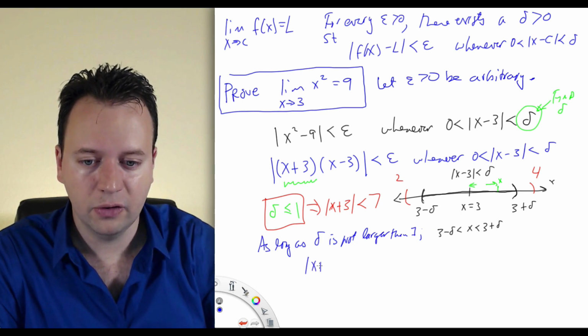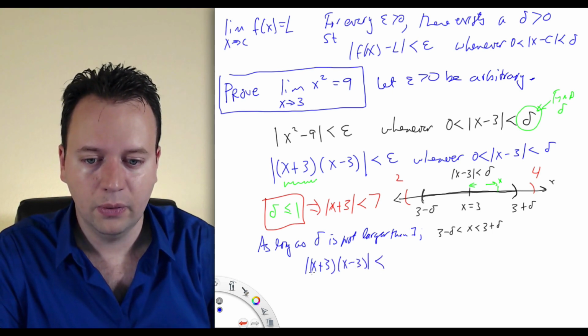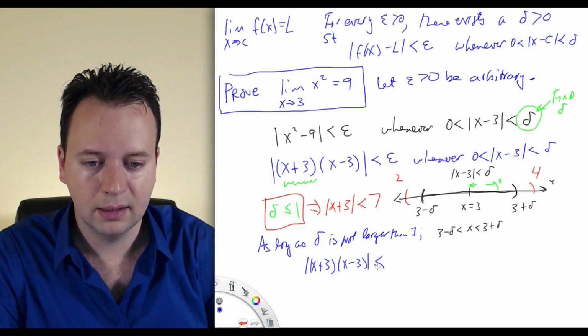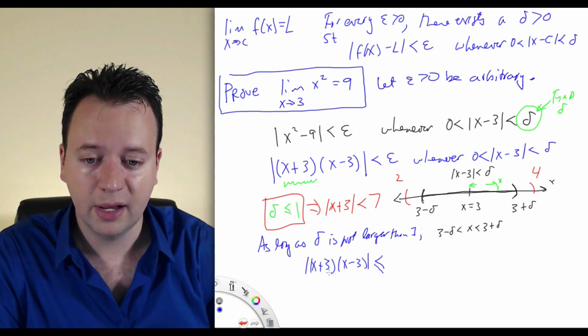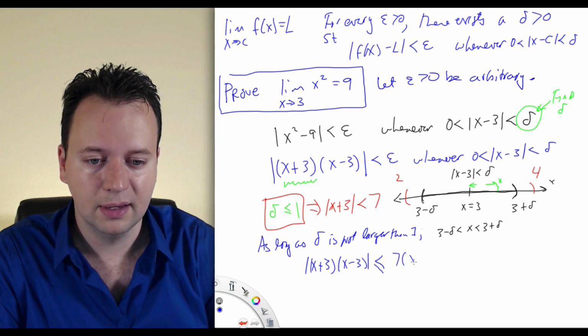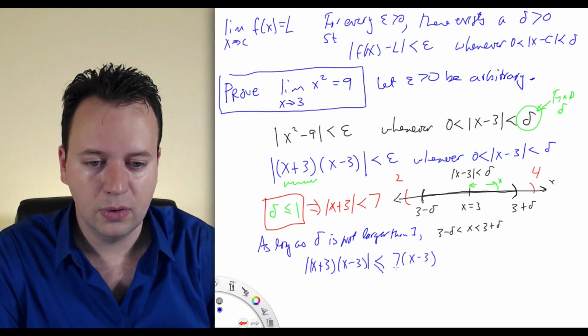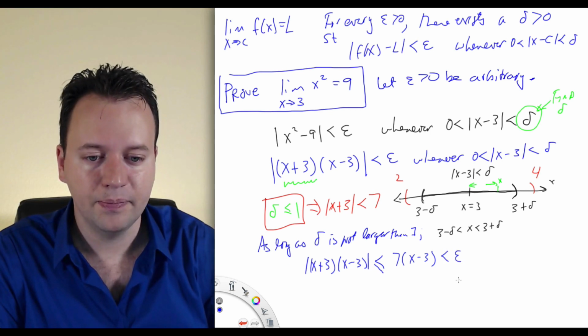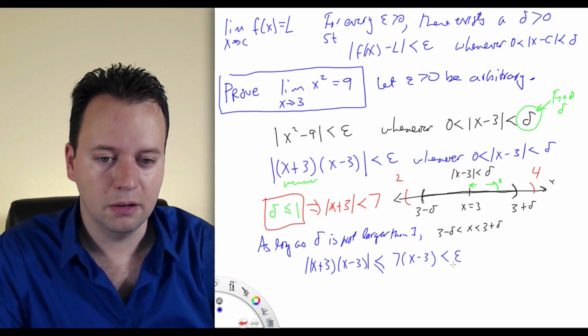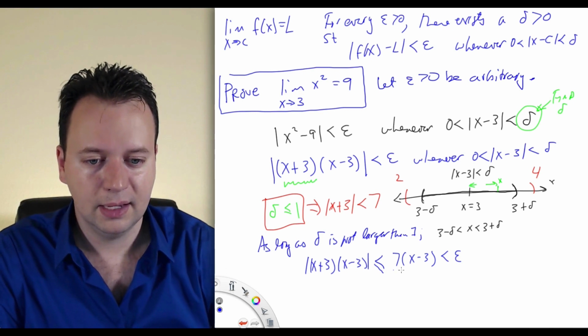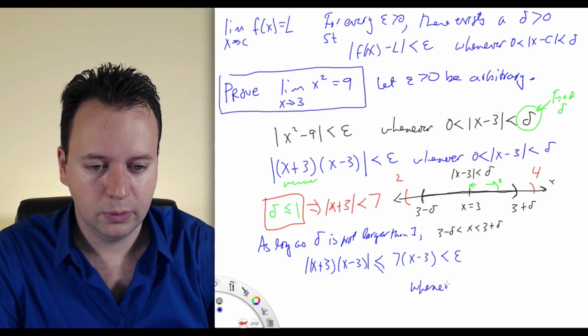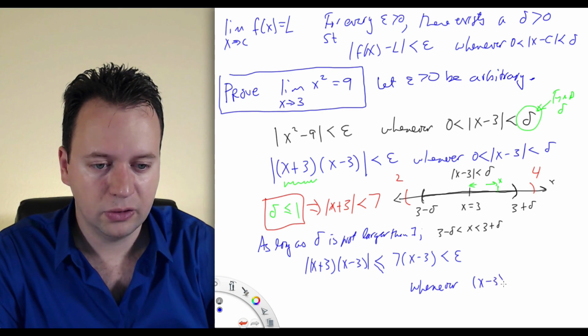The absolute value of x plus 3 times x minus 3 will be less than or equal to, well, x plus 3 is less than 7 in absolute value. So it's just less than 7 times x minus 3. And we can set this less than epsilon. So basically what we can do here is say that this is true whenever x minus 3 is less than epsilon over 7.